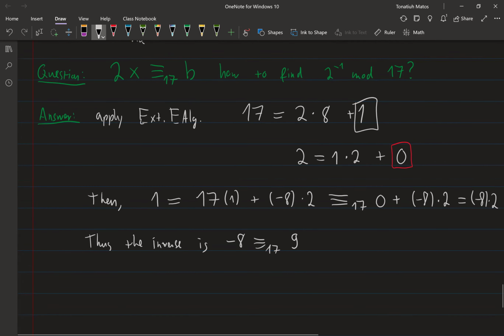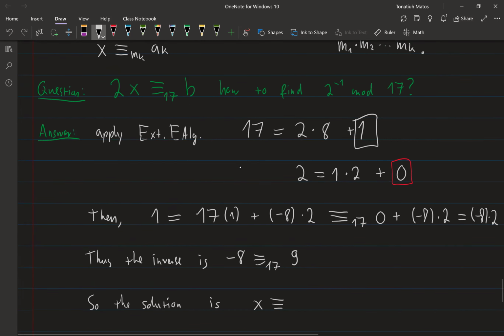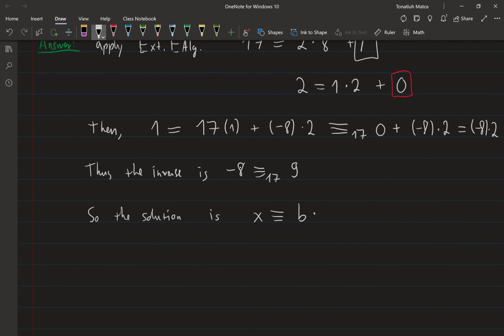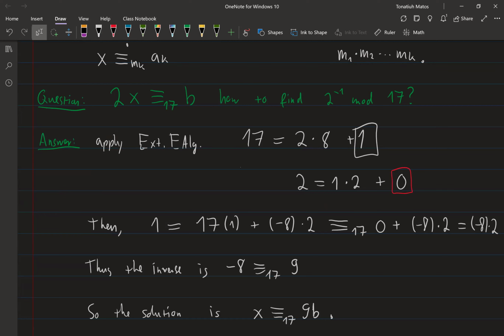So this was maybe a little easy, but you can find a more complicated example and the same procedure should work. So the solution is you take x and you divide by 2 on both sides. And dividing by 2 in this context is the same as multiplying times 9. So the general solution is 9b mod 17, of course. So this is how you can solve any congruence. Any linear congruence can be solved like this. Any combination of multiplication and addition can be simplified to this.